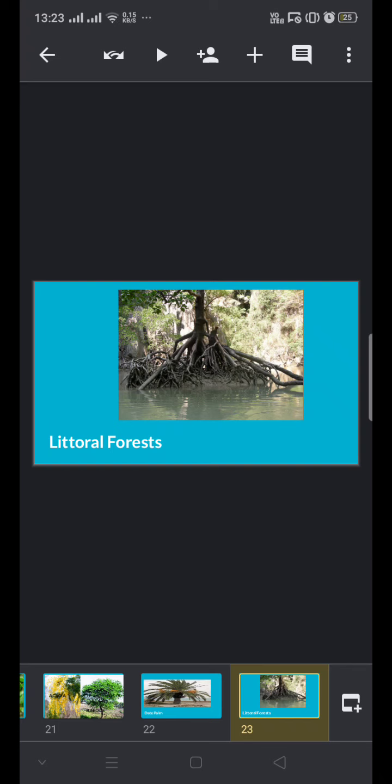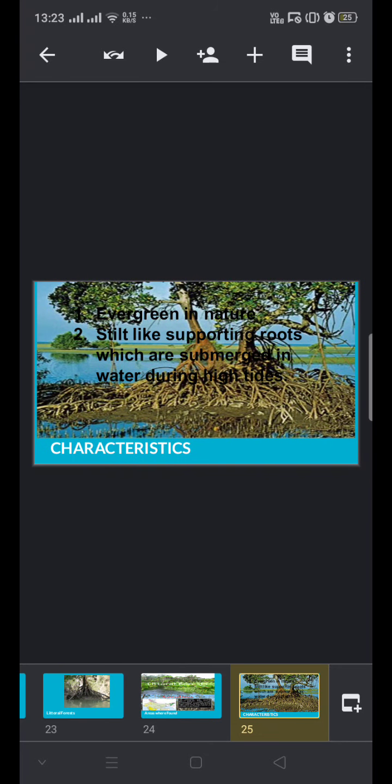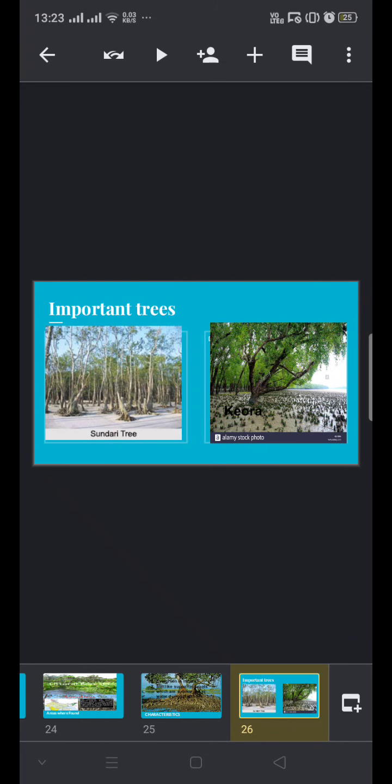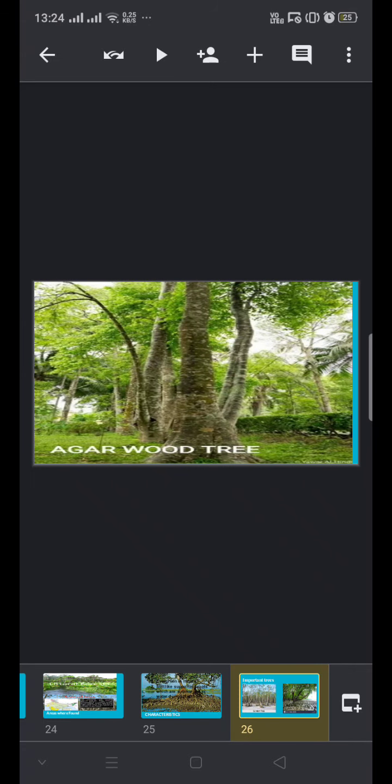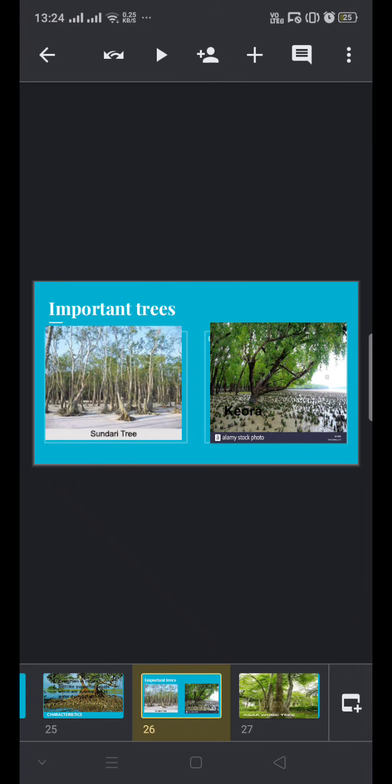Now the important trees are Sundari, Keora, Amur, Agar. Now the characteristics of these tidal forests: they are evergreen, have stilt-like supporting roots which are submerged in water during high tides. Now the Sundari tree is important because it is used for making boats and they are strong, and as such they are grown in the Brahmaputra valley.